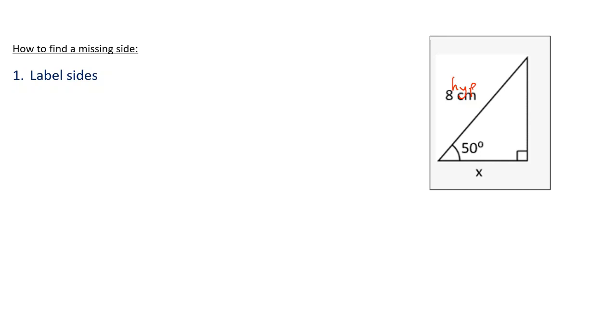We are going to label our opposites. The opposite is opposite the angle of 50, so this is our opposite. And we're going to label our adjacent to the angle. So that's step 1, we label our sides.